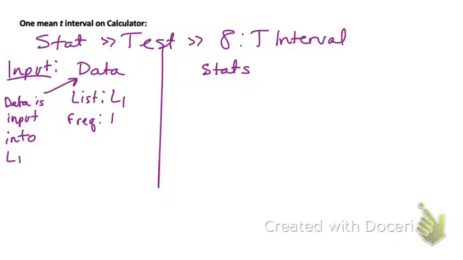And then it asks you for your C level. That's just your confidence level that the problem asks you to use, and make sure it's as a decimal, so 0.95, 0.9, whatever it might be. And then you would hit calculate.